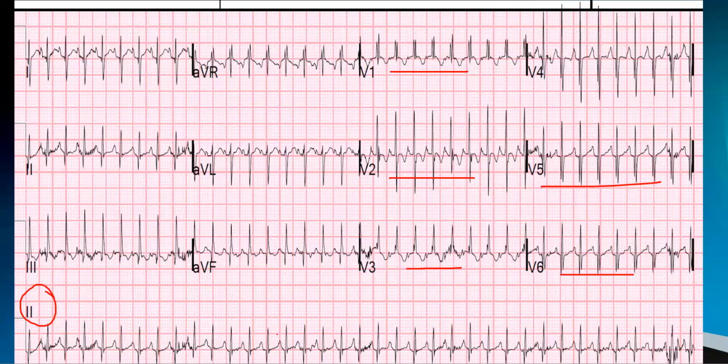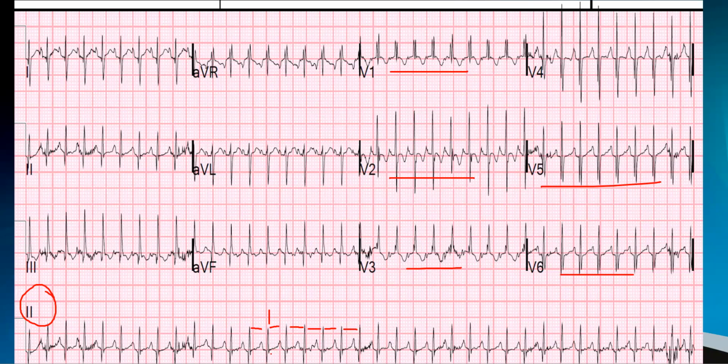In the rhythm strip, if you look here, you can see that this is a regular rhythm, right? So every RR interval is regular.